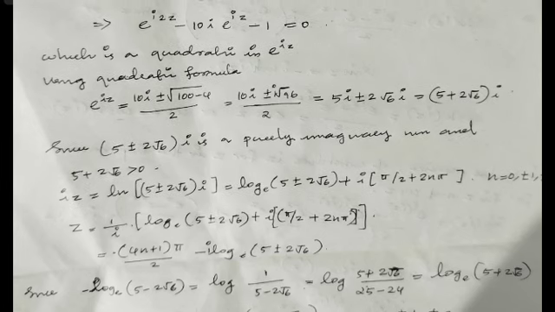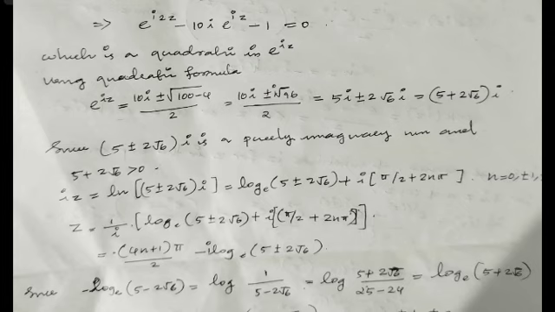Since 5 plus or minus 2 root 6 into i is a purely imaginary number and 5 plus 2 root 6 is greater than 0, iz is equal to log of 5 plus or minus 2 root 6 into i, which is equal to log of 5 plus or minus 2 root 6 plus i into pi by 2 plus 2n pi, where n is equal to 0, plus or minus 1, plus or minus 2, etc.